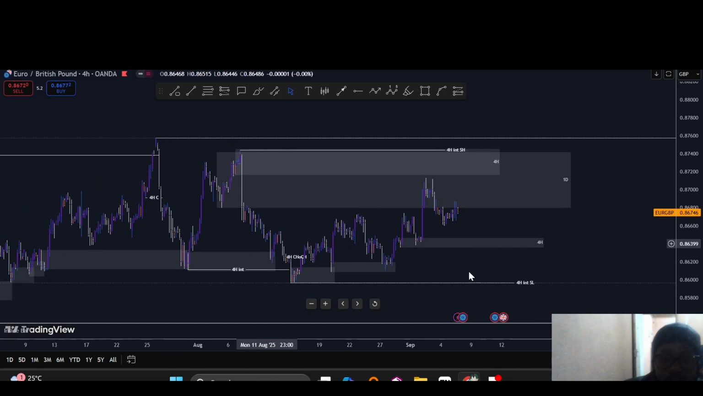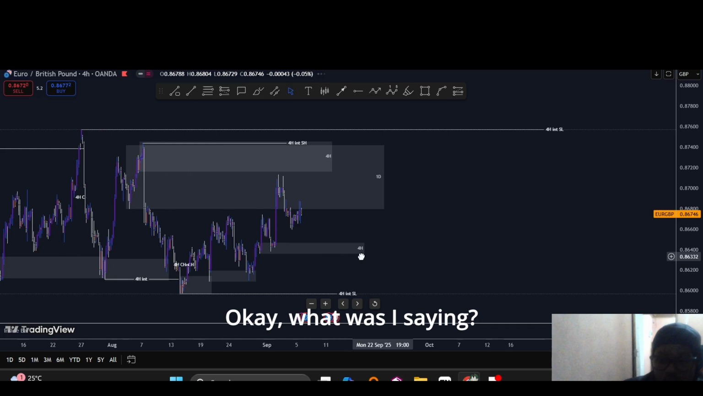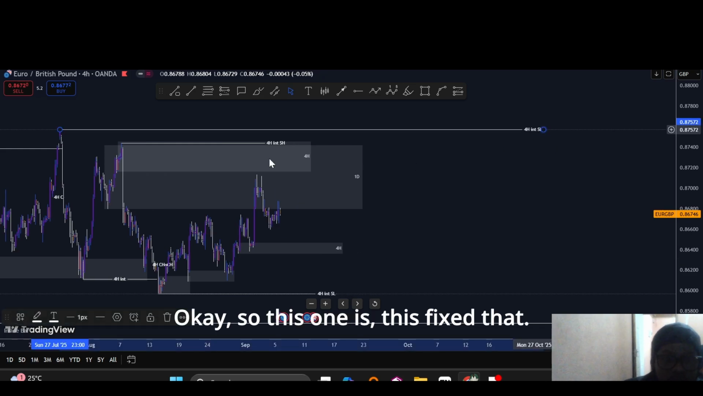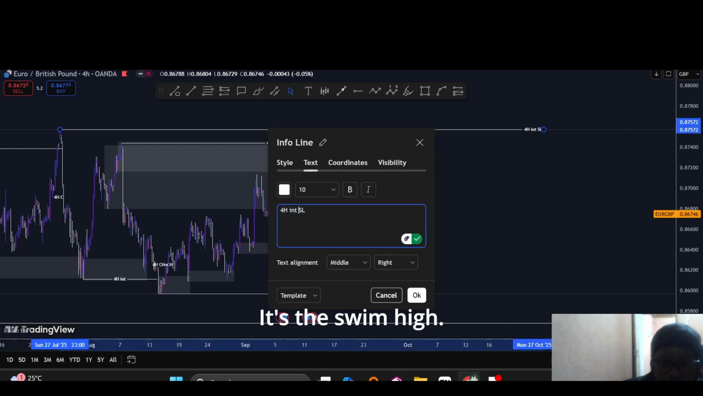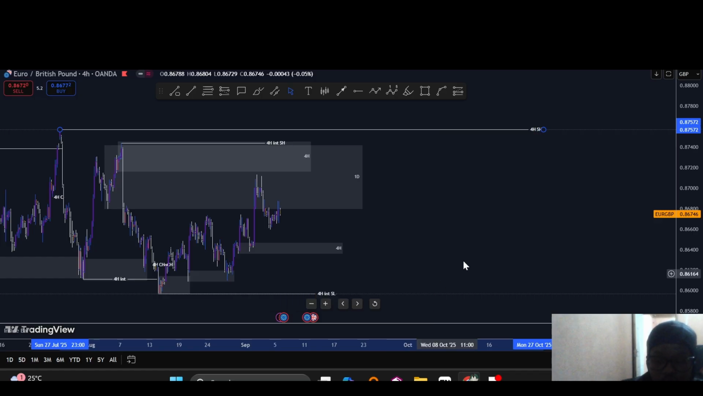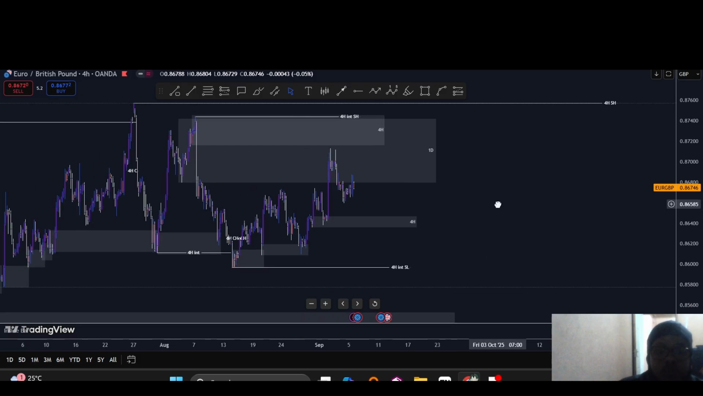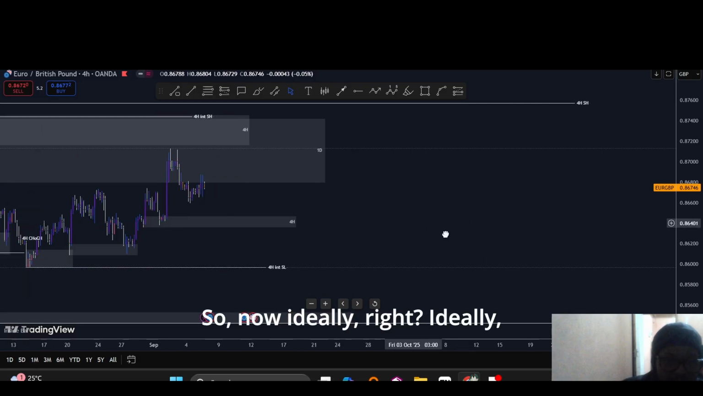Quite a lot. Okay, what was I saying? Okay, so this one is this fixed that. It's the swing high. So swing high. Perfect. Cool. So now ideally, right?